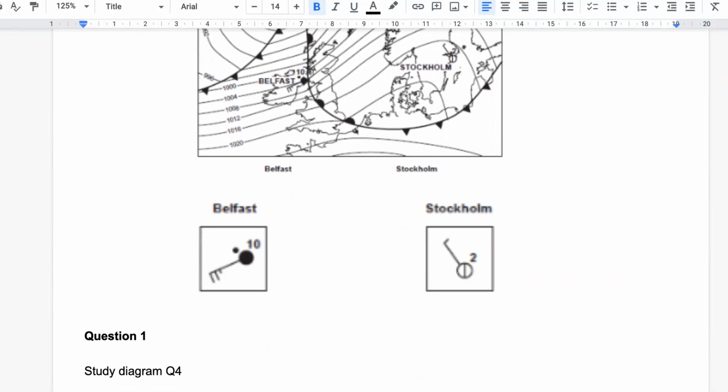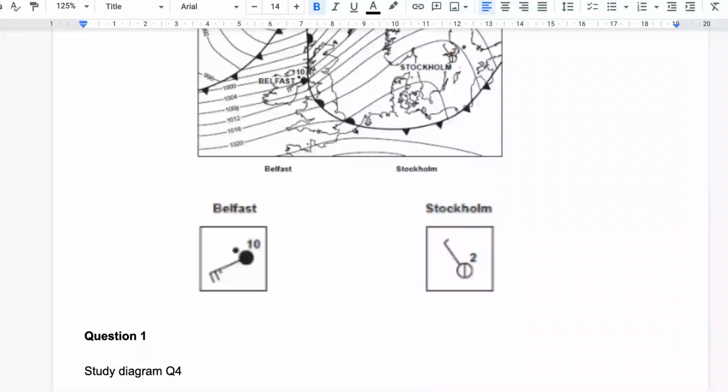We are given a description of the weather in Belfast and Stockholm, and that is communicated through the synoptic weather symbol. So a skill required here is your ability to understand and read those synoptic weather symbols. We are told that the wind direction in Belfast is from the southwest at 25 knots, with rain, 10 degrees and 8 octas. Stockholm, in contrast, has wind coming from the northwest with 5 knots, 2 degrees centigrade, 1 octa of cloud cover, and there is no weather at all.